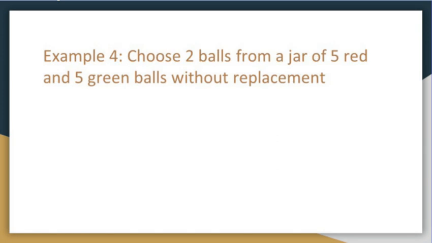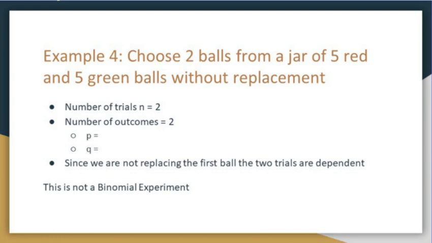Okay, example 4, we're choosing 2 balls from a jar of 5 red and 5 green balls without replacement. All right, so what do you think, binomial experiment or not? Okay, the answer is this is not a binomial experiment, and the reason is our trials are not independent, because I am picking the balls without replacement.